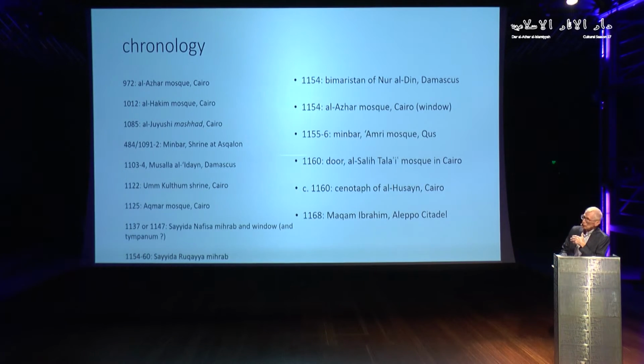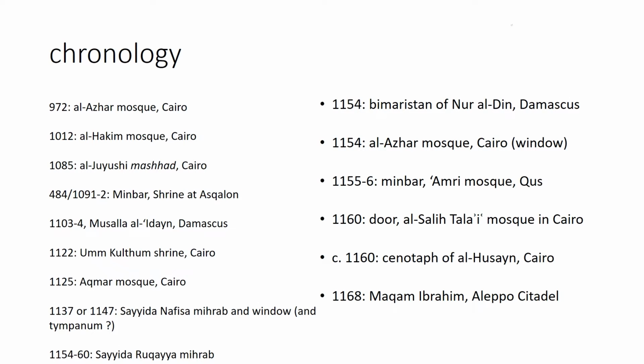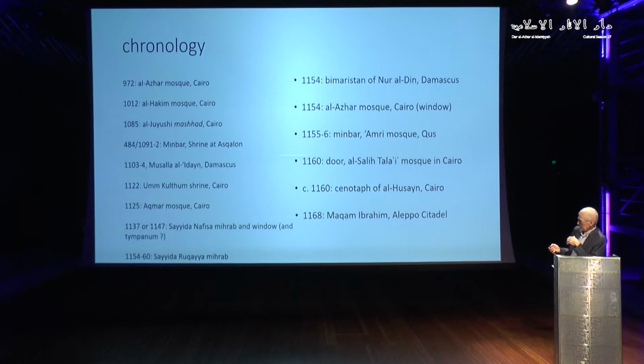So let me give you a chronology of the main monuments that I'm going to be looking at today. Most of these are in Cairo from the Fatimid period, starting at the Mosque of al-Athar, and continuing on with several Cairo monuments. The first one that is not in Egypt at the moment is the mimbar that used to be in the shrine at Asqalan in Palestine. It's now in the Maqam Ibrahim in Bethlehem, in the Khalil. And there's one in Damascus.